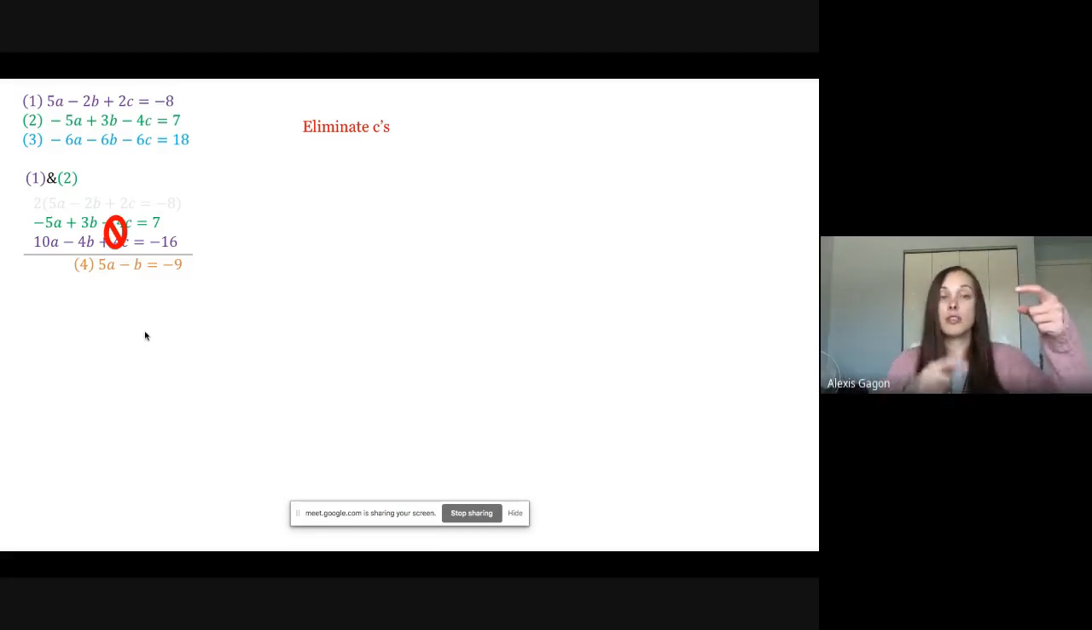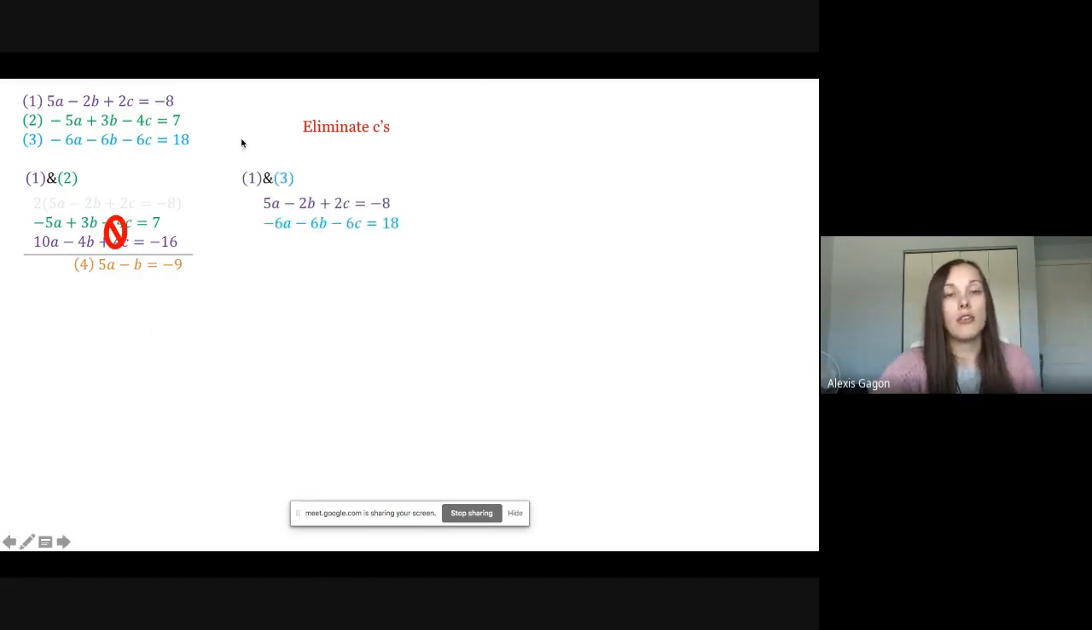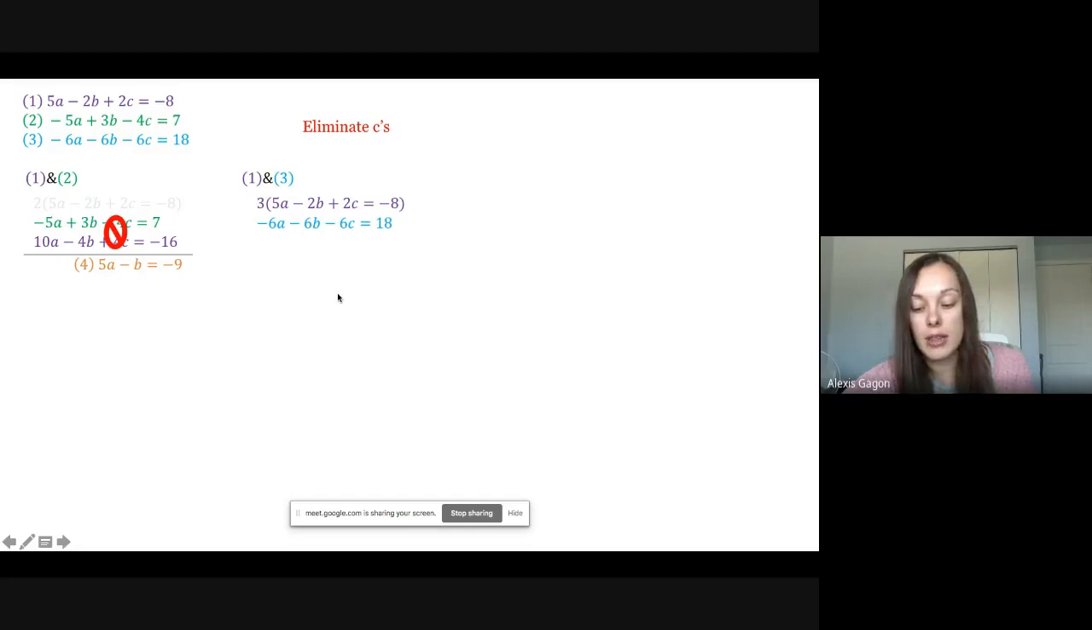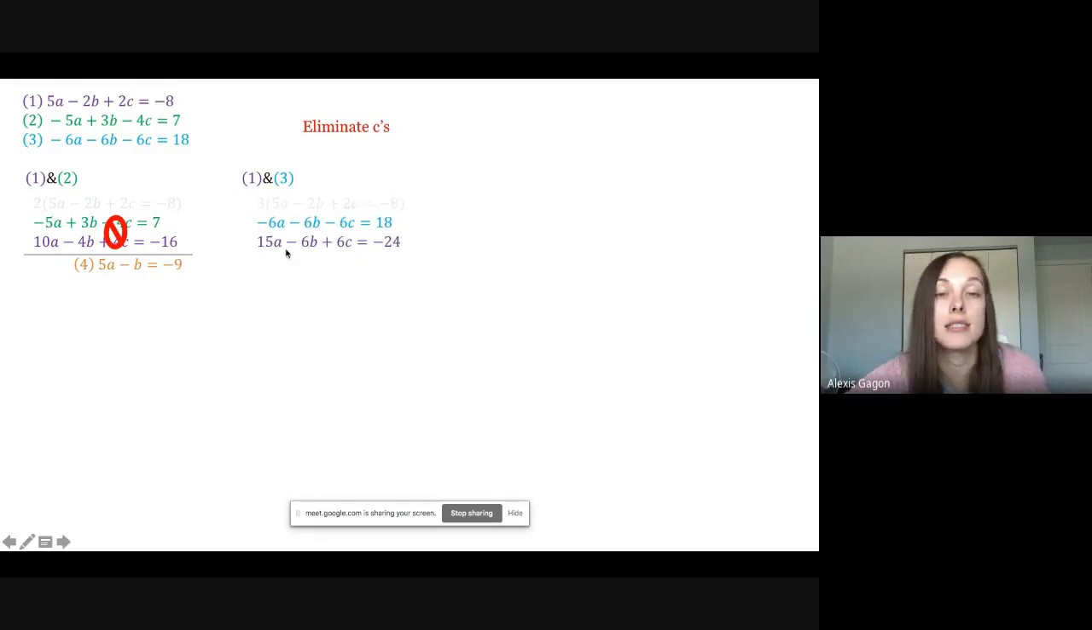Now I used 1 and 2, so I have to use 3. And I'm going to do 1 and 3. Because if I use 2, then I'm going to have to multiply both equations. But if I use 1, then I can just multiply this top equation by 3. And I'm left with 15a minus 6b plus 6c equals negative 24. 6c's cancel. I'm left with 9a minus 12b equals negative 6. And I'm going to call that equation 5.